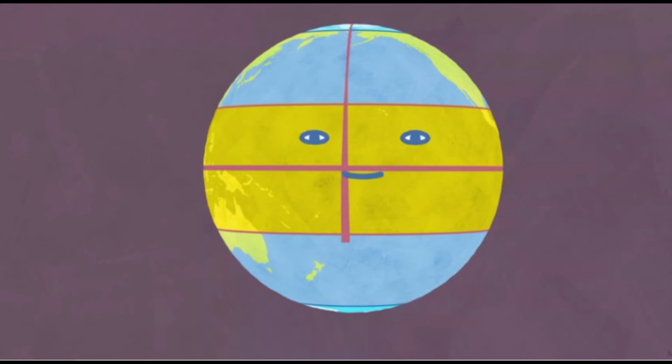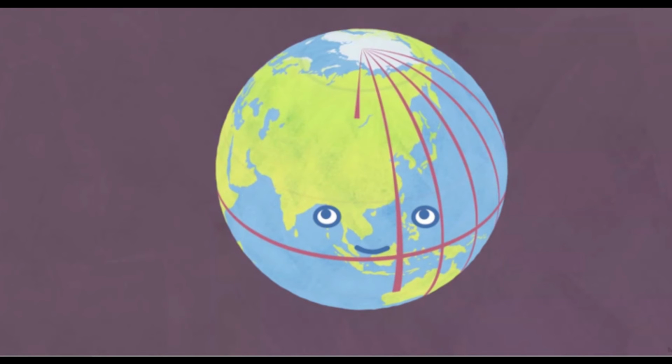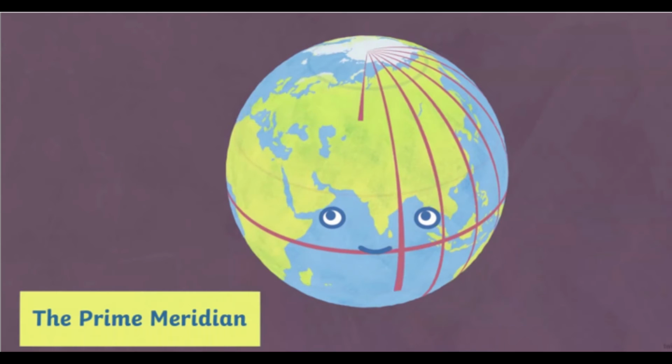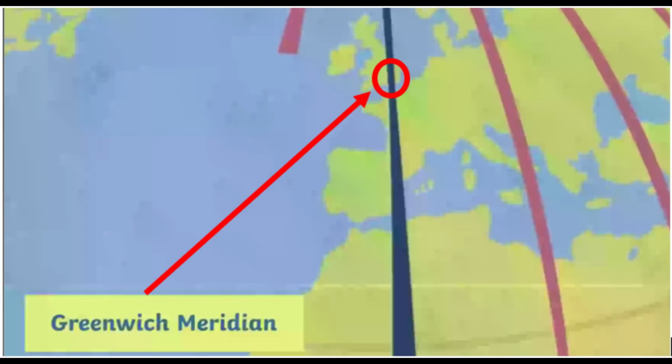There are also a number of lines of longitude which travel from north to south around the globe or the map. One important line of longitude is known as the prime meridian, which sits at 0 degrees and runs through London. It is also known as the Greenwich Meridian because it runs through Greenwich in London. We use this for things like setting our clocks, which is why we call it Greenwich Mean Time.